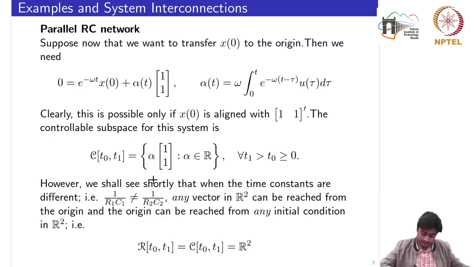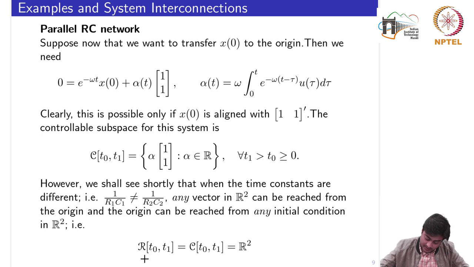So here we obtain that when 1/(R1C1) is equal to 1/(R2C2), we obtain a constrained subspace, the reachable subspace and the controllable subspace. Now if this condition is not satisfied, that is, 1/(R1C1) is not equal to 1/(R2C2), then you could also test by yourself that any vector in the two-dimensional space can be reached from the origin, and the origin could also be reached from any initial condition in the two-dimensional space.